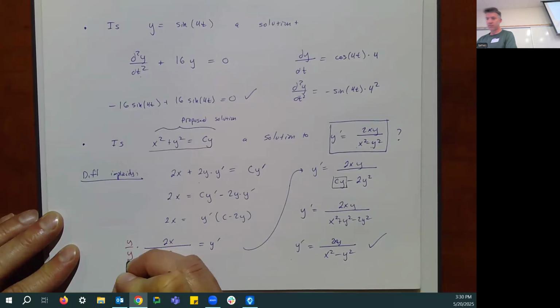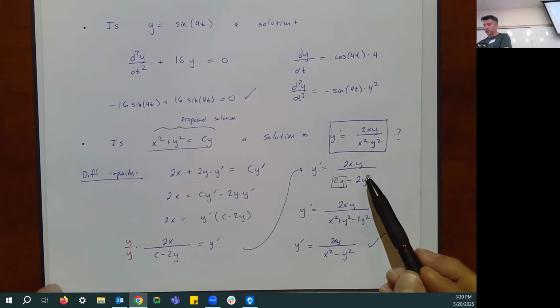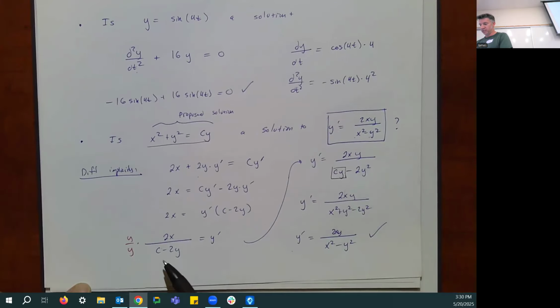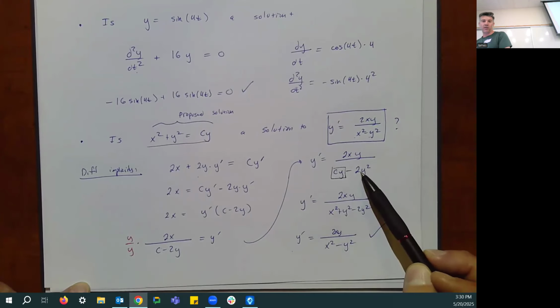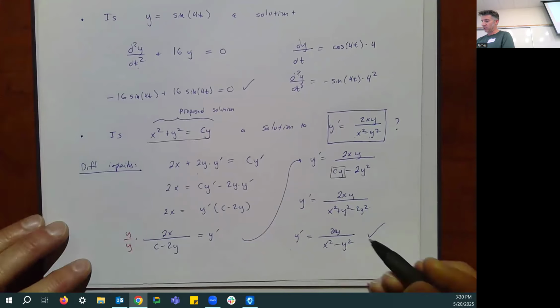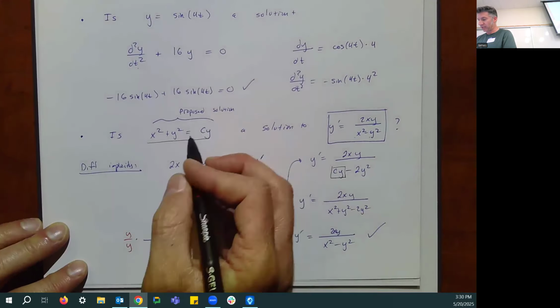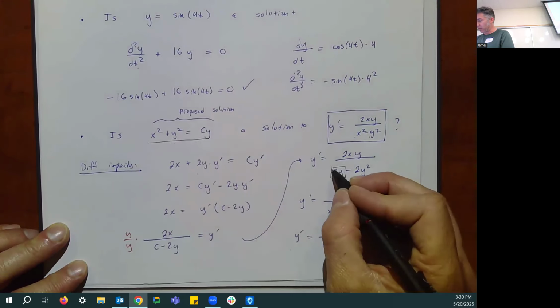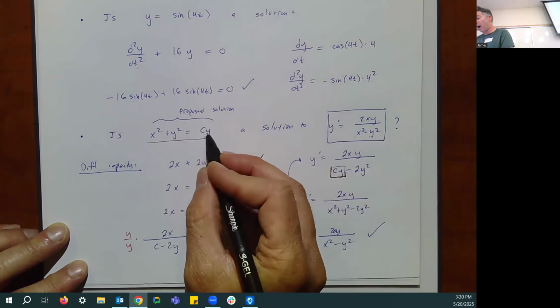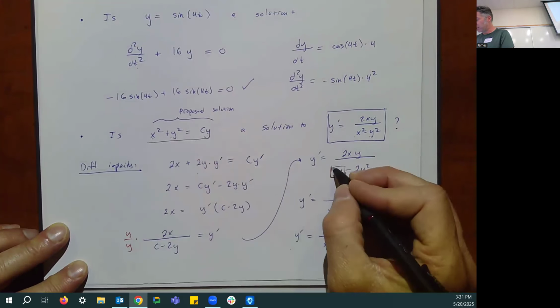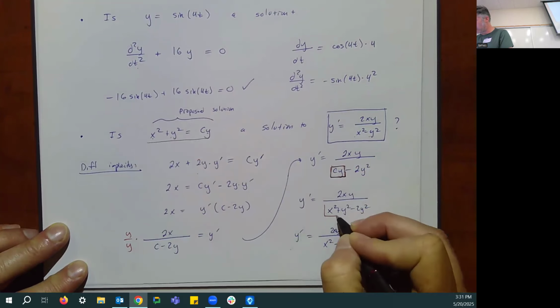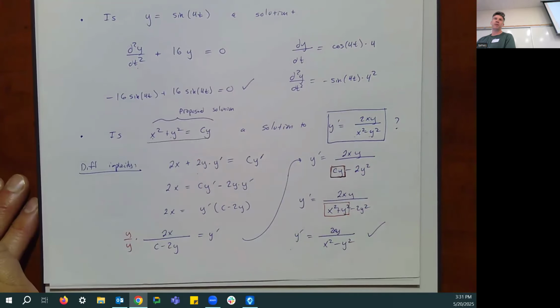y over y. So now the numerator is 2x times y, and the denominator is c times y minus 2y times y, or 2y squared. And then after that, we use the fact that cxy was equal to x squared plus y squared to replace the cy here with the x squared plus y squared right there. And then we simplified to get, oh yeah, it is.